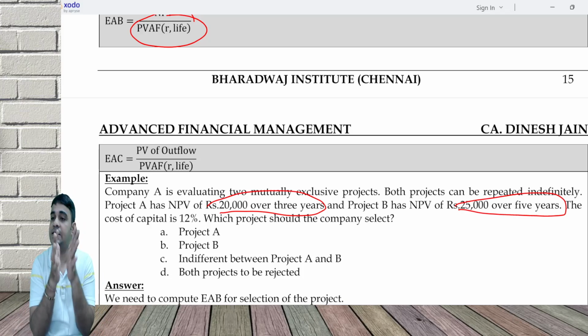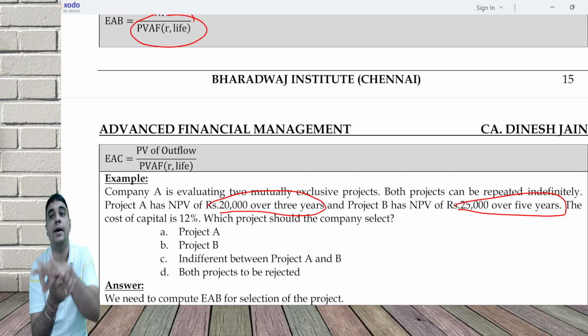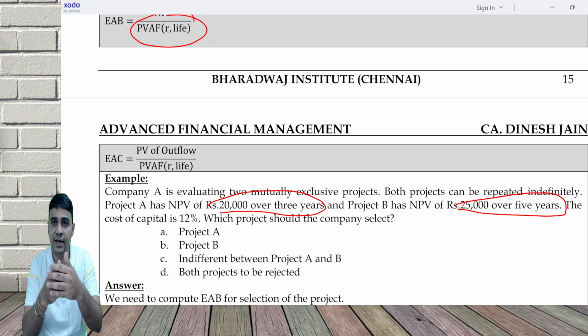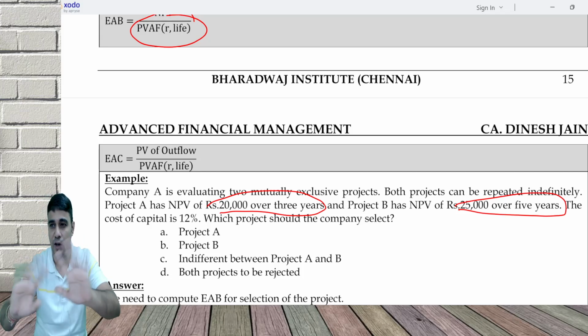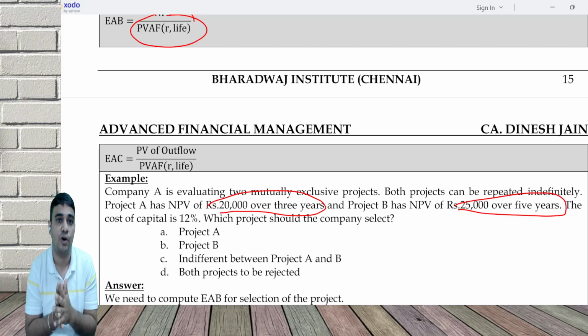So what I can do is start with project A. Do it once, 3 years over. Do it again, another 3 years. Do it again, and again. As you keep repeating, let's assume 15 years got over. Ignore the time value of money for the time being.